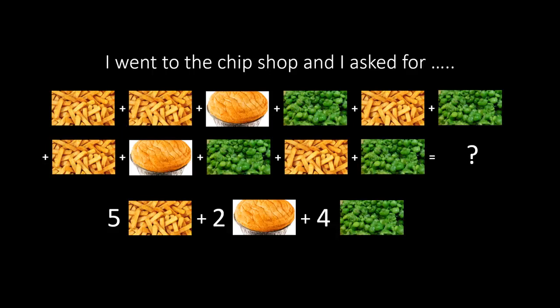And I suppose if we wanted to use some symbols like we do in algebra, we could even call it 5c plus 2p plus 4m for mushy peas. And that's really what we're going to do now. Only we're going to do it with algebra symbols, not with chips and pies and mushy peas.